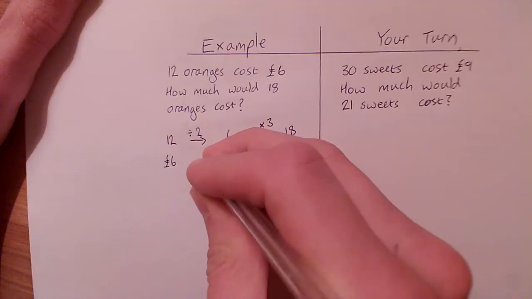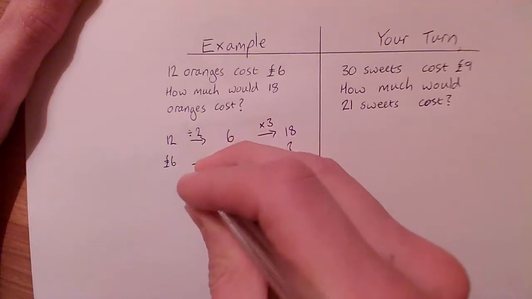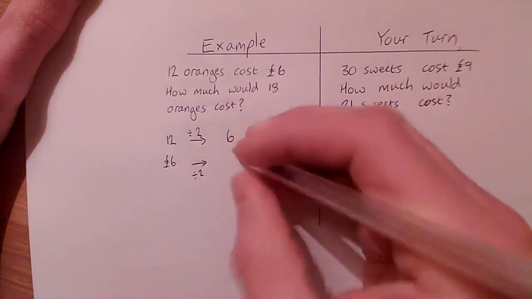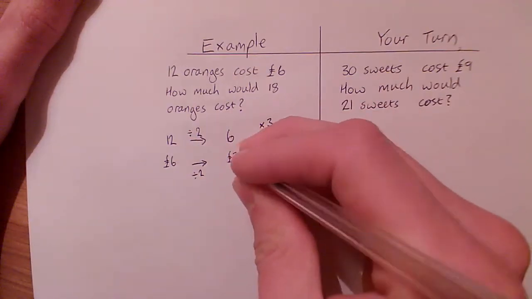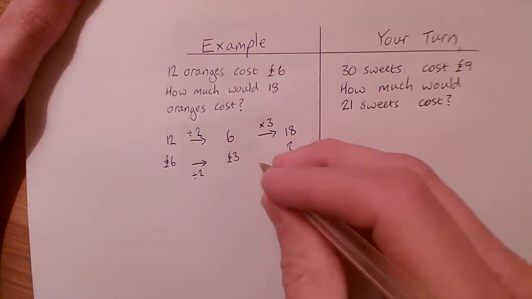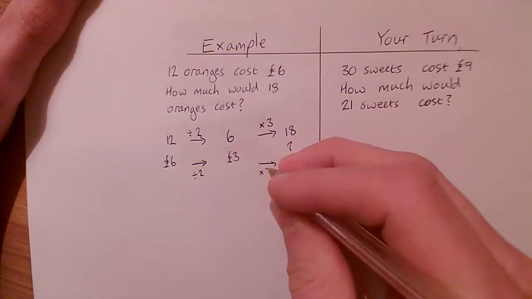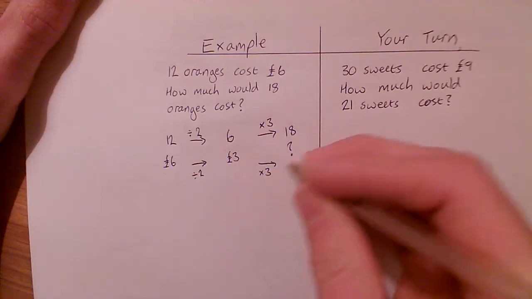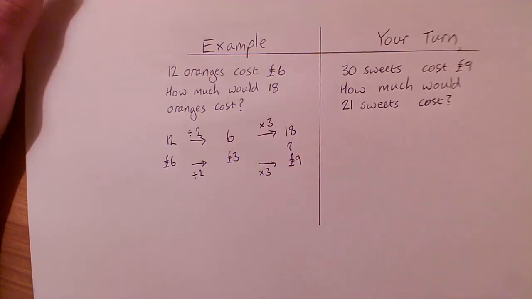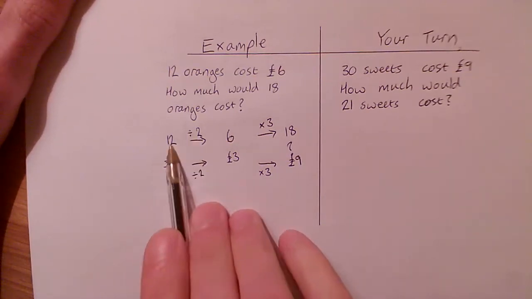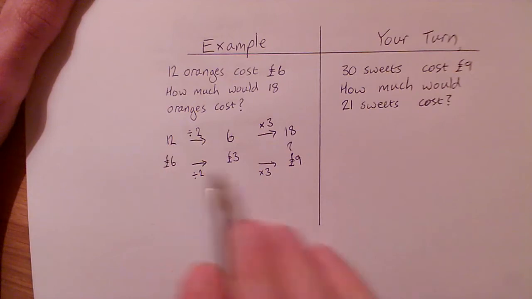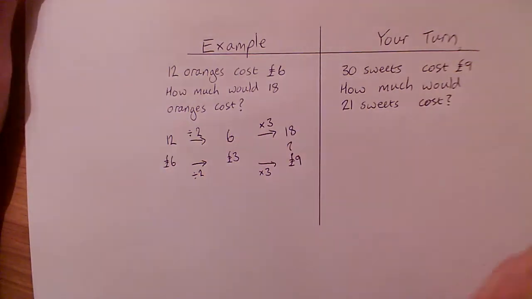And if we've got that, our money has to change in the same way. So if 12 oranges cost £6, then 6 oranges cost £3. If 6 oranges cost £3, then we can times by 3. So 18 oranges, 3 times 3, gives us £9. So we've got this strategy to go from 12 to 18, and we can apply that to the money, and it'll tell us how much 18 oranges would cost.